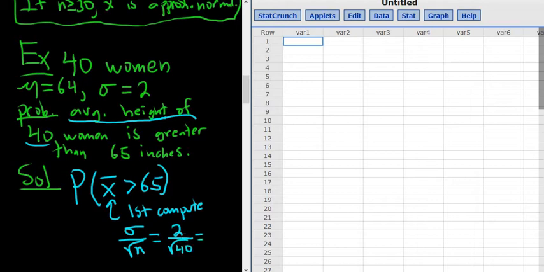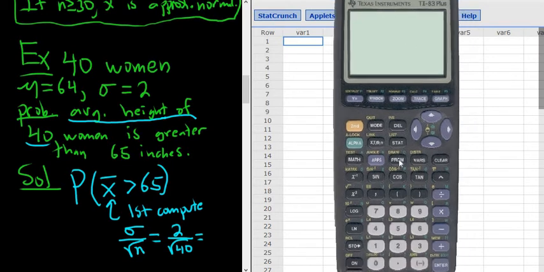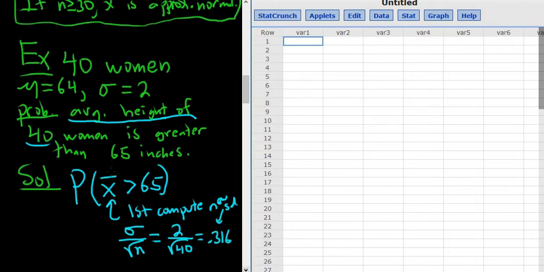So then you put this in your calculator. 2 divided by the square root of 40. So 0.316. Now, how many decimals you use here will affect things, so keep that in mind. Use as many as you want. I'll be bold and just use 3. So that's our new standard deviation. And the reason we did this is because we were asked a question about X bar.